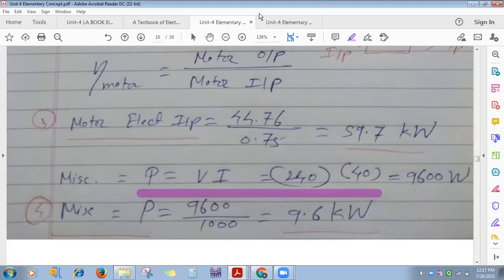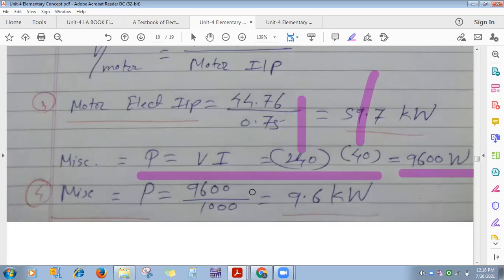If it is not given whether it is AC or DC, then in such numericals you always use the formula P equals VI directly. Voltage is 240, current is 40, so you will get 9600 watt. You can convert it into kilowatt by dividing by 1000. 9600 watt means 9.6 kilowatt. So for every load we have calculated the power consumed.